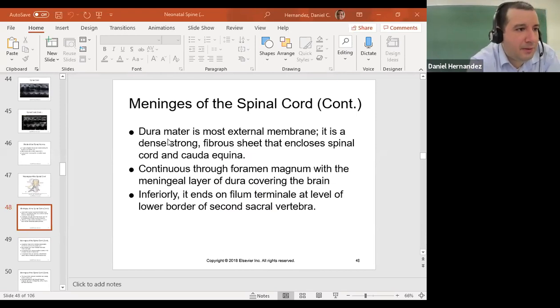The dura mater is the most external membrane. These are the meninges of the spinal cord. It is a dense, strong, fibrous sheet that encloses the spinal cord and the cauda equina. It is continuous through the foramen magnum with the meningeal layer of the dura covering the brain. Inferiorly, it ends on the filum terminale at the level of the lower border of the second sacral vertebra.